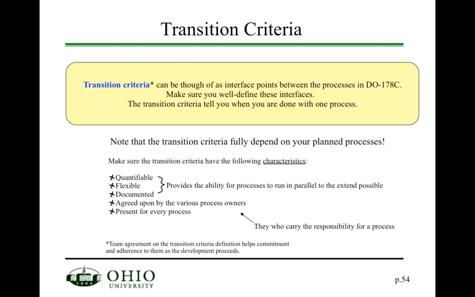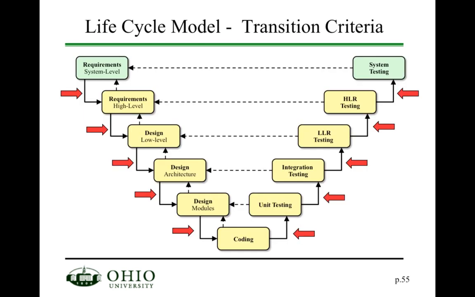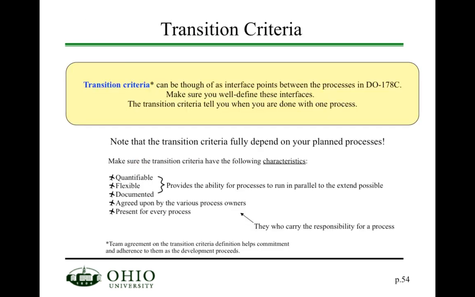So what you have to make sure is that these transition criteria are quantifiable, flexible, and that you document them. If they're flexible, it's really nice because now you can run a particular process in parallel as much as possible. For example, you don't need to necessarily finish all the high-level requirements to start working on low-level requirements. So what you need to do is specify exactly when you can do what. These are really about when you can go from one life cycle process phase to the next one.